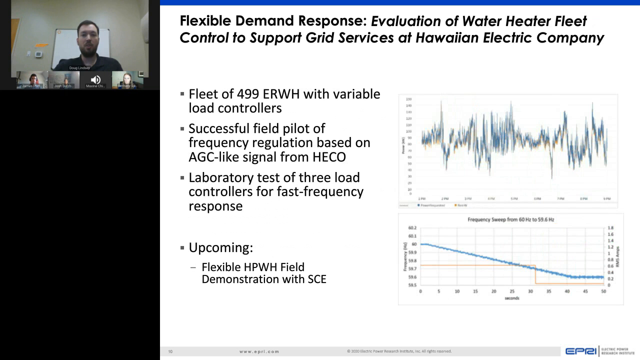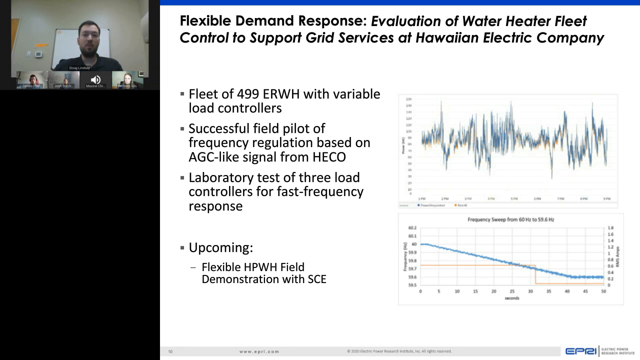We've also done a project with HECO with 499 electric resistance water heaters with load controllers on them, where we modulated the fleet and did some frequency response there as well, responding to an AGC-like signal, which is that top right picture. And you can see it's very spiky over an 8-hour window, and the water heaters performed very well following that signal. I think it was a 4-second signal.